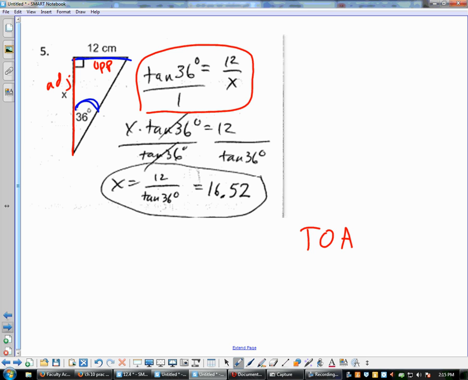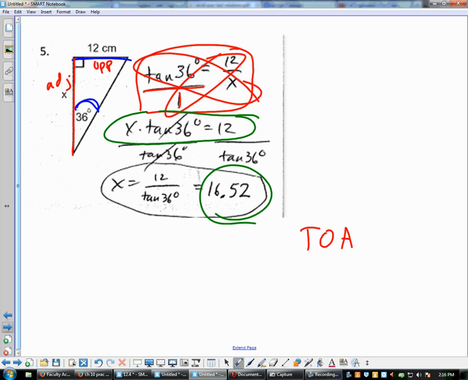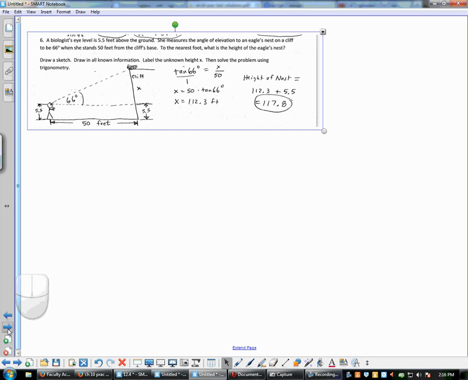So we get tangent of 36 equals 12 over x. Think of that tangent of 36 degrees as being over 1. Cross multiply, and you end up getting x times tangent of 36 equals 12. Divide both sides by tangent of 36 degrees, and you end up getting 16.5. Let's take a look at the next one.